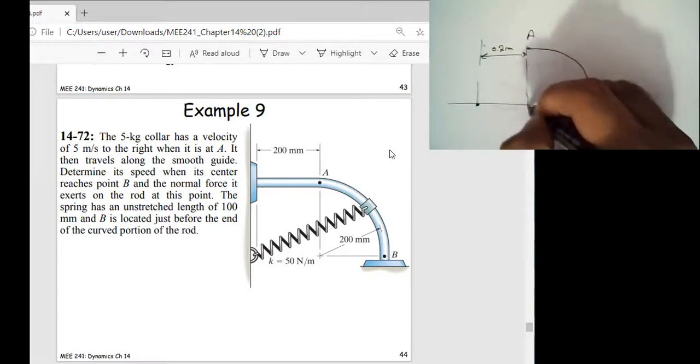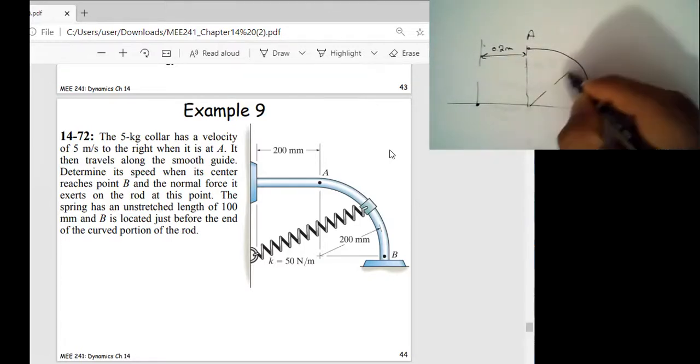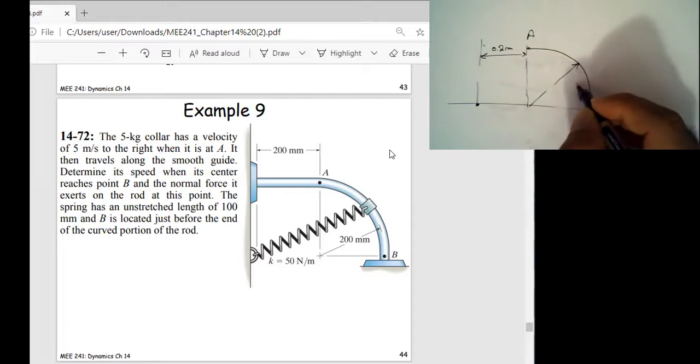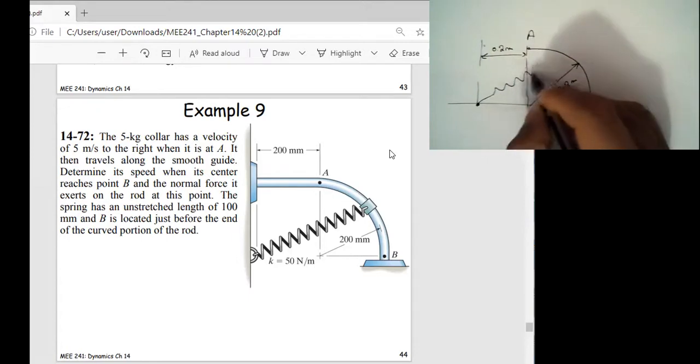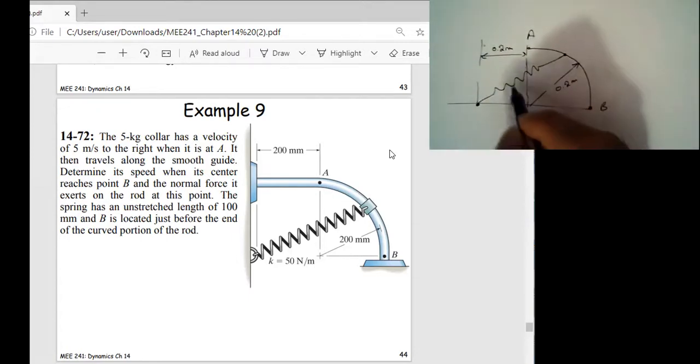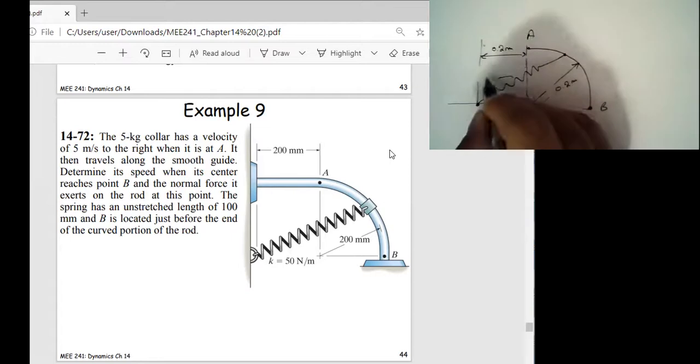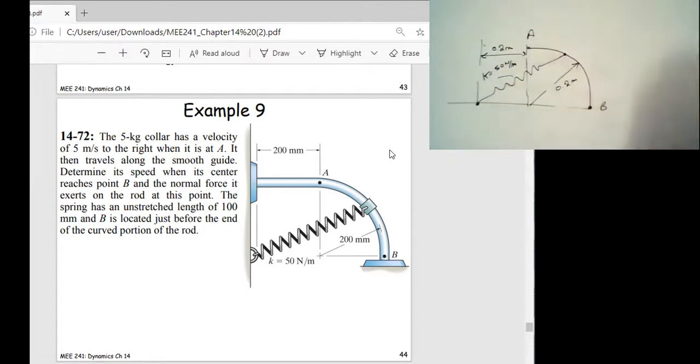And I know this guy is a radius, a part of a circle. So this radius right here is how much? It is 0.2 meter as well. And so this is my spring. The stiffness of the spring is given as 50 Newton per meter.